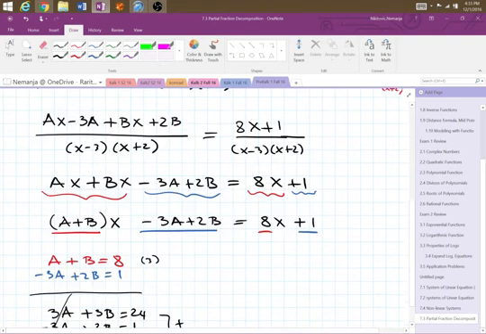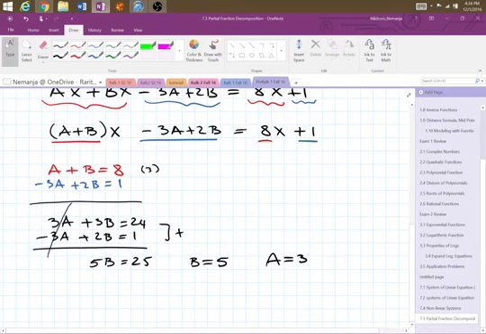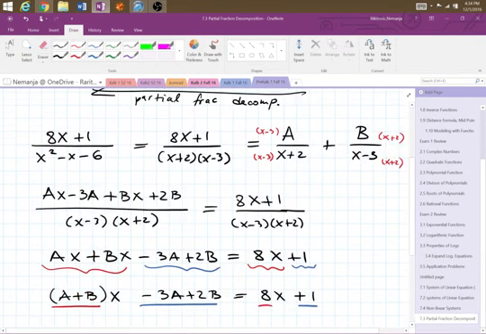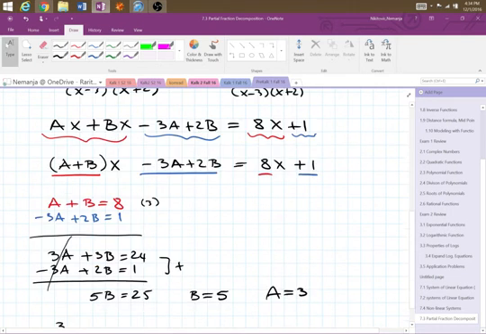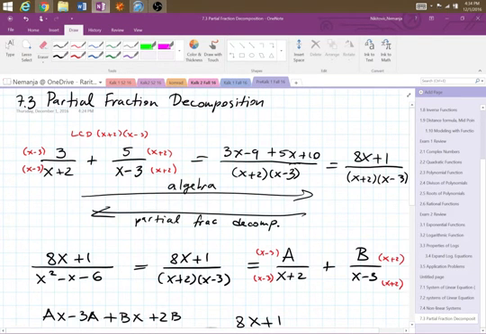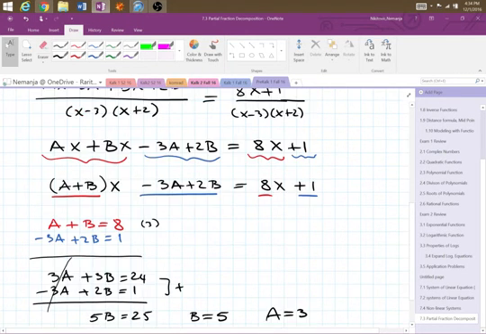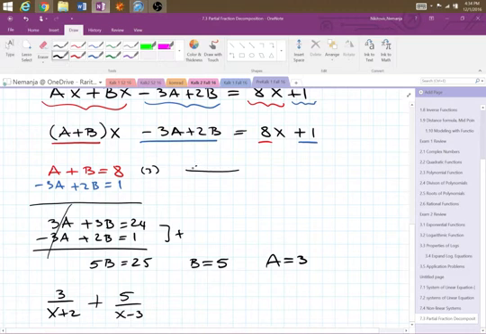So now all I need to do is to go back and see A over x. So 3 over x plus 2, I think. And then 5 over x minus 3. And let me just check, is this correct? How did you get the A equals 3? From this equation here, a and b have to add to 8. If b is 5, a must be 3.